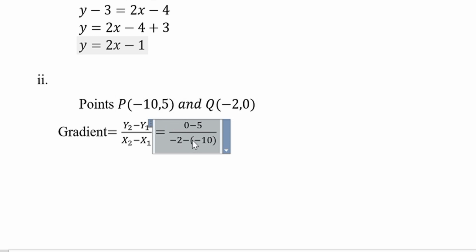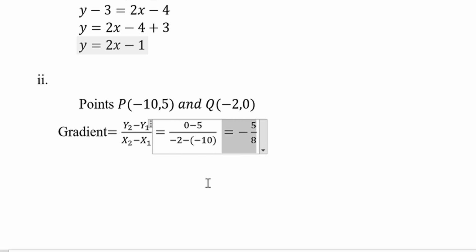Remember, when a number has 2 signs which are similar or alike, then the sign operating there is a positive. So this is like negative 2 plus 10. So that will simplify to 0 minus 5 is negative 5 over minus 2 plus 10 gives us 8, and that is the gradient.